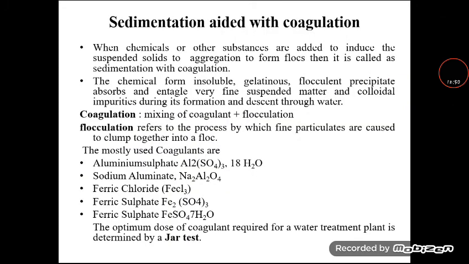Next one is sedimentation aided with coagulation. As I told earlier, here chemicals are used to agglomerate the particles and make them settle in the tank. The chemicals may be in powder form or in liquid form. First of all, we should know the terminology: coagulation and flocculation. Coagulation is nothing but the mixing of coagulant. A coagulant is a chemical added into the water.